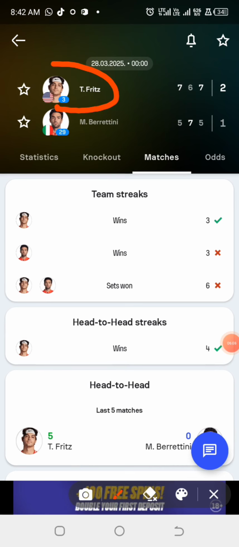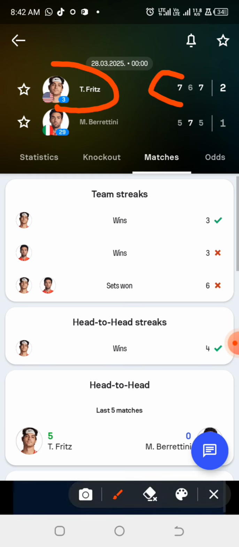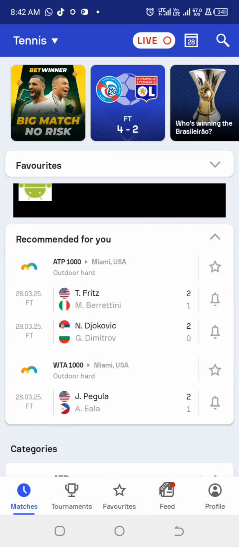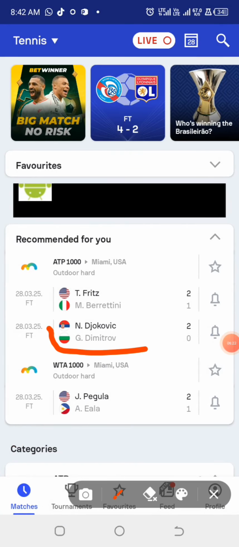And unfortunately, the game won at first set, because so far the player is able to win at least one set, you already won your game. So we are going to look into another game that they've played. That is the match between Djokovic and Dimitrov.